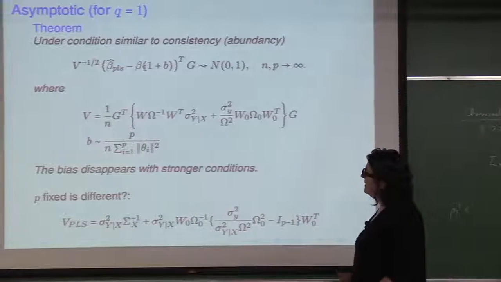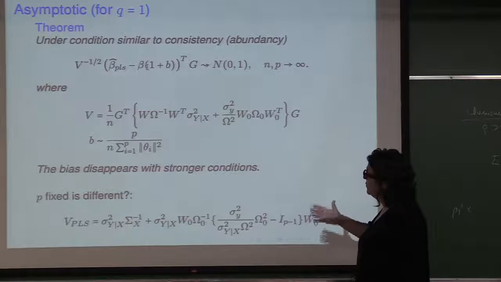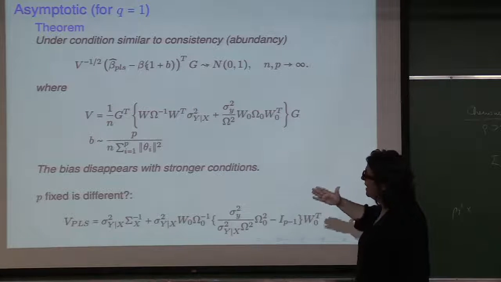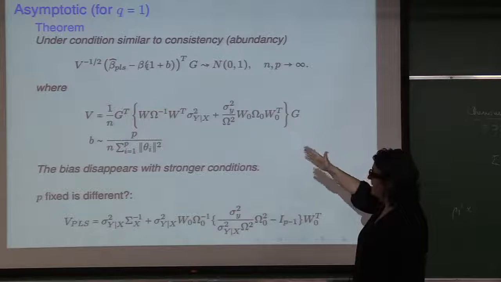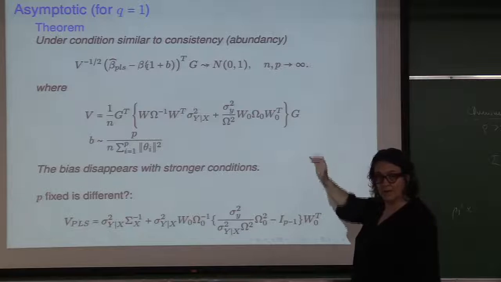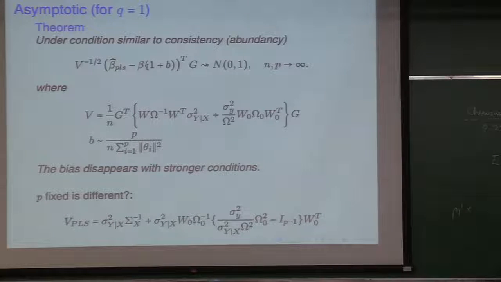And then what we did is to do prediction at a new point. Prediction at a new point is what happens with beta hat PLS transpose G, I call it G now, minus beta transpose G, okay? And the thing here is we got the asymptotic distribution, of course, for q equal 1, because I'm telling you here.